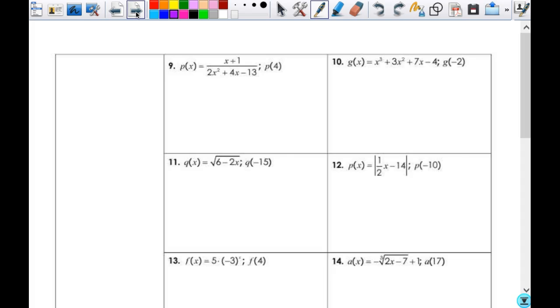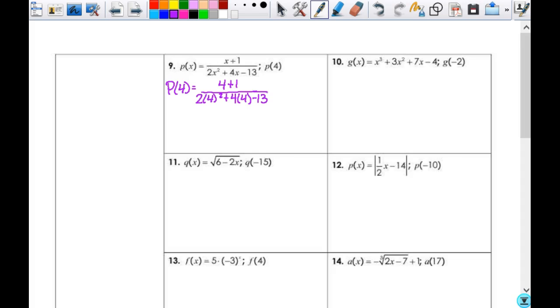So to do P of 4, we're going to do P of 4 step. Always. Zero work. You substitute it in. I don't care how easy it is. I don't care how much of a genius you are. I'm going to substitute 4 in for x. So this becomes 4 plus 1 in the numerator over 2 times 4 squared plus 4 times 4 minus 13.